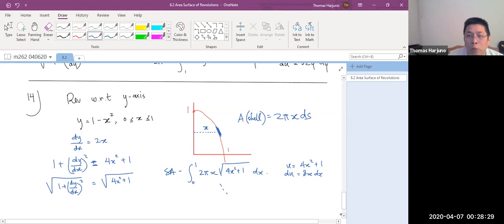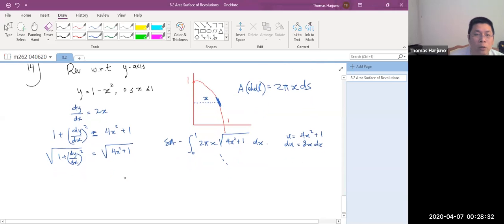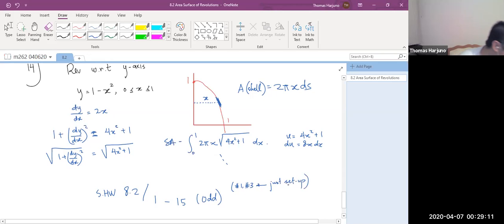Now that's for 8.2. The suggested homework here will be from number 1 to number 15. Just do the odd ones again. And even for number 1 and number 3, just do the setup. The emphasis will be on the setting up.